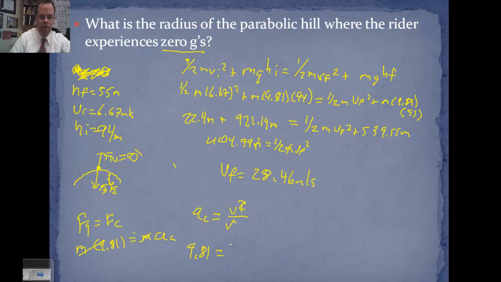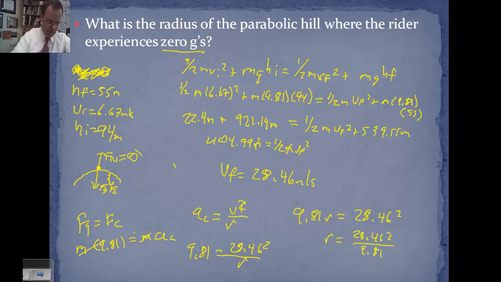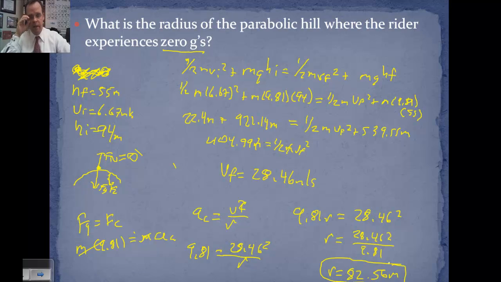9.81 equals 28.46 squared over r. Cross multiply, 9.81 r equals 28.46 squared. r equals 28.46 squared divided by 9.81. And we get a radius of 82.56 meters. So to have that 0 G hill, we need a radius of 82.56 meters. So this combines Newton's laws, this combines circular motion, and this combines conservation.